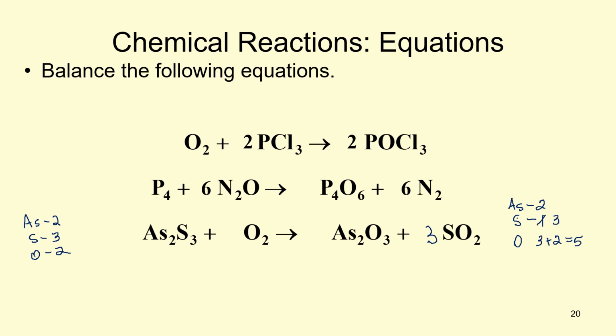So now I've got 6 on the right. Now I have 6 plus 3 is 9. Well, I'm still not balanced, but I can do my fraction. So I can do 9 halves, which would give me 9 oxygen, 3 sulfurs, and here I have 6 plus 3 is 9, and then my 2 arsenics.